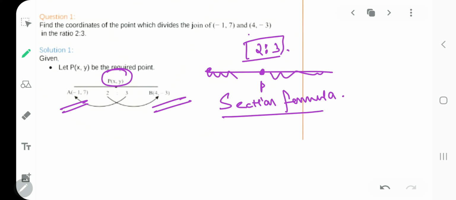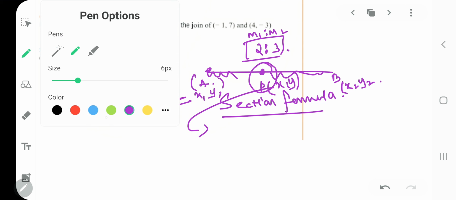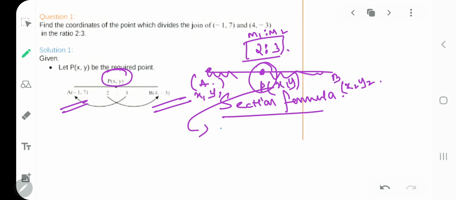In that case, this ratio is m1 is to m2, and the coordinates of A will be called x1, y1, and the coordinates of B will be called x2, y2. If you want to find the coordinates of P, I'll keep the coordinates of P to be x and y. How to find the x coordinate of P? The formula is (m1 x2 + m2 x1) upon (m1 + m2).